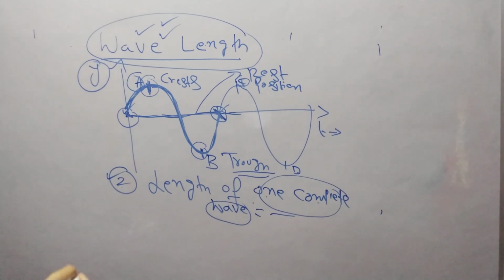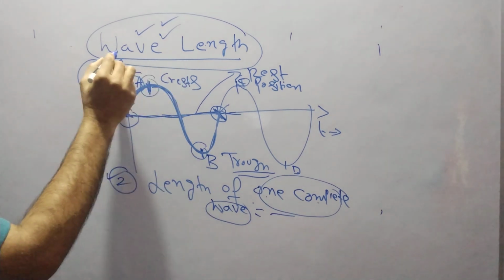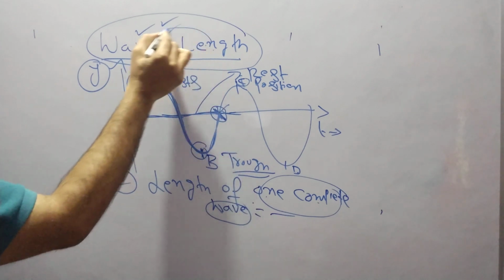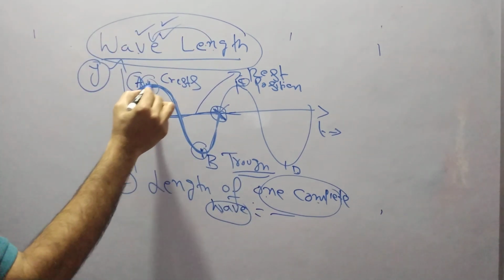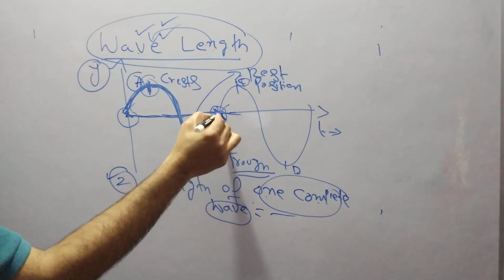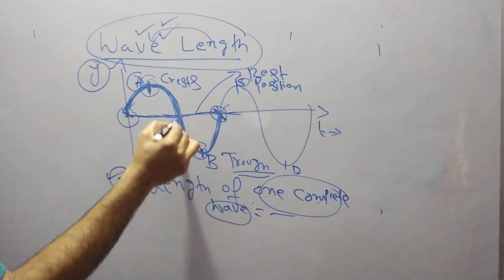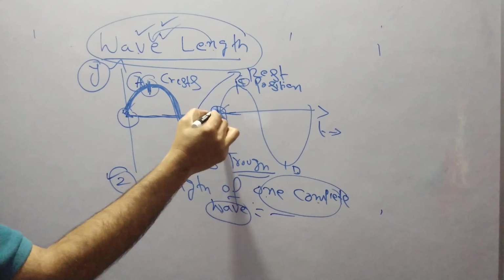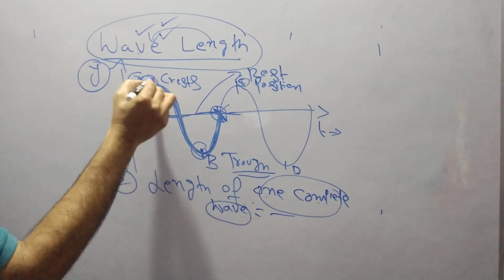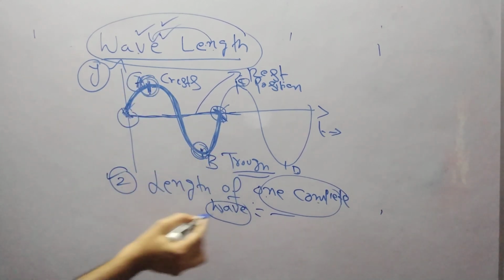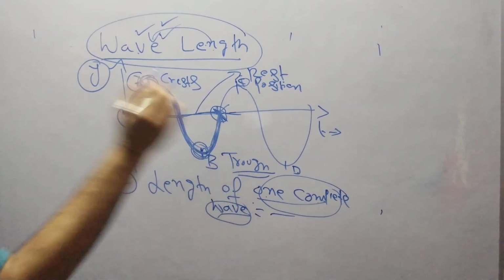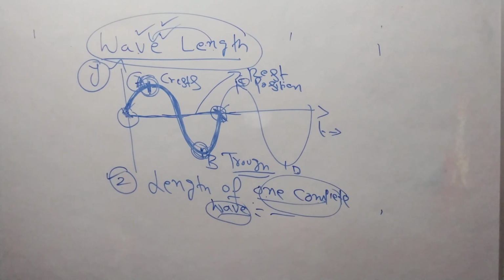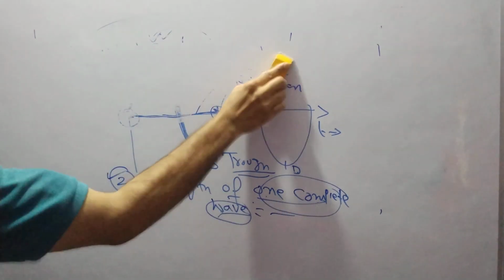So we have defined two definitions here. One is the length of the wave, which is wavelength. The second definition is the length of one complete wave or one complete cycle. One complete wave starts and ends at the mean position, and it should have one crest and one trough. So the length of this one complete wave is known as wavelength, right? This is the second definition we can say for wavelength.